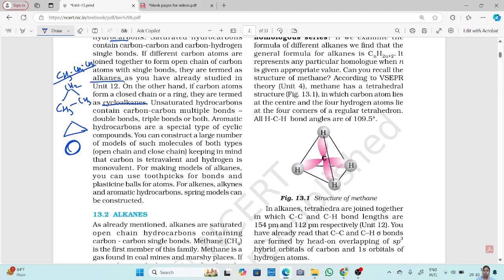For making models of alkanes, you can use toothpicks for bonds and plasticine balls for atoms. So if you want to make a 3D model of an alkane, you can use a ball made up of plastic or thermocol, and to that you can use the toothpicks depicting the single bonds. For alkenes, alkynes and aromatic hydrocarbons, a spring model can be constructed.